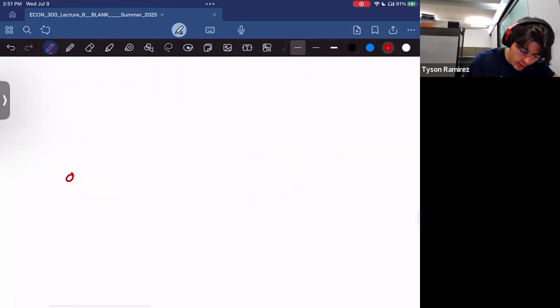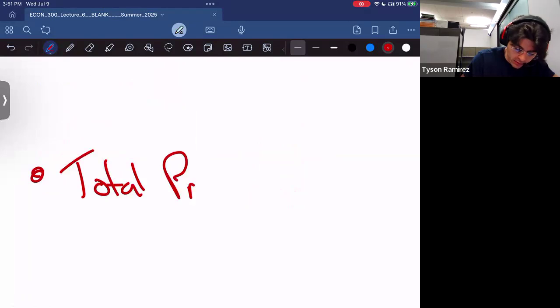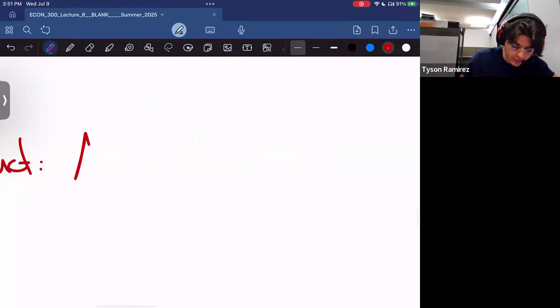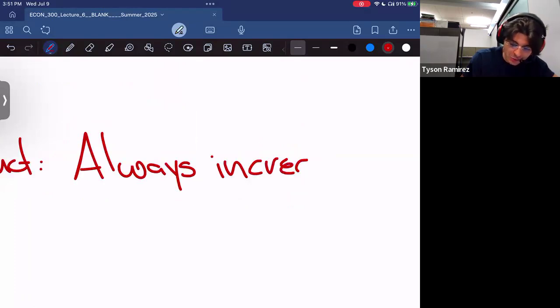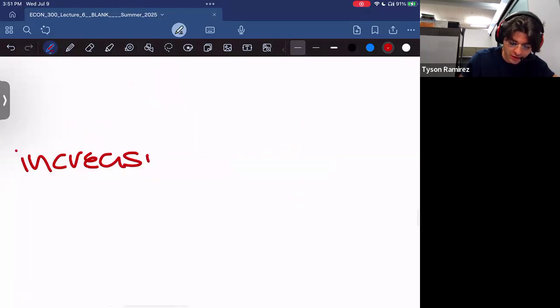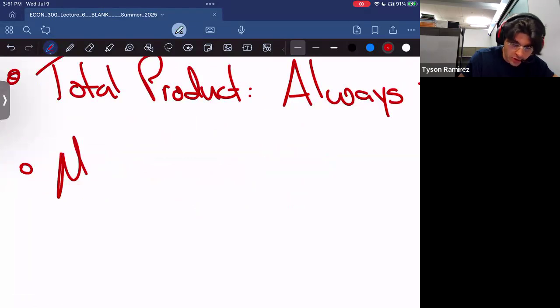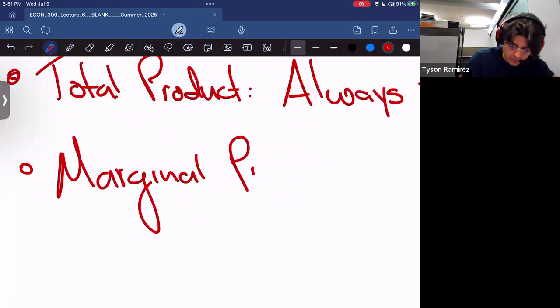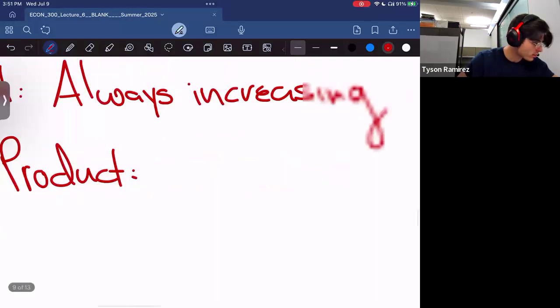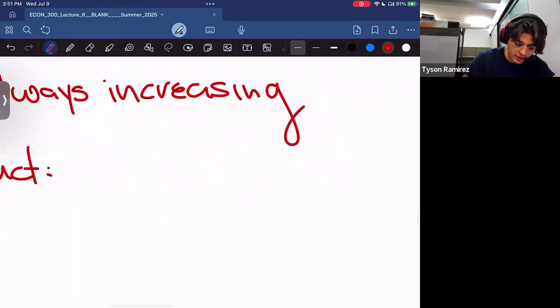So we make note that total product is always increasing. Duh. Right? If we have more workers, then of course we're going to be able to do more stuff. This is not going to make us less productive. Right? Meanwhile, marginal product first increases, then decreases.